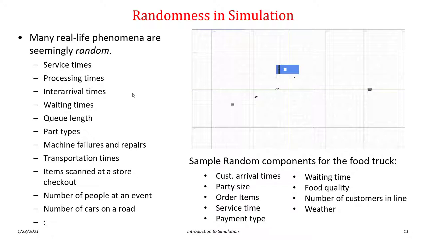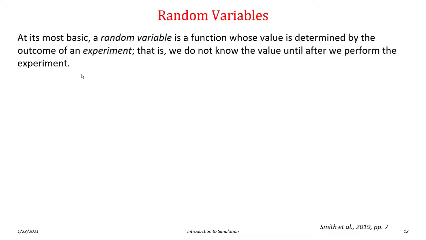So in this simple simulation of a food truck, in the more general case of all simulation, we have many, many different random components that characterize system behavior and impact system performance. In terms of how we deal with this randomness, we're interested in something called a random variable. At the most basic, a random variable is a function whose value is determined by the outcome of an experiment. That is, we don't know what the value is until after we perform the experiment.